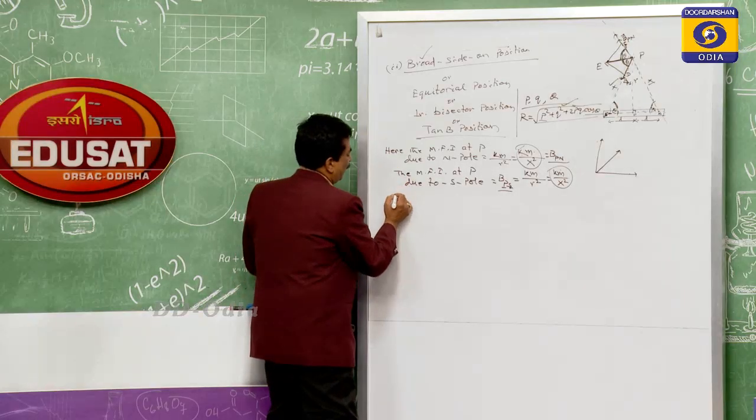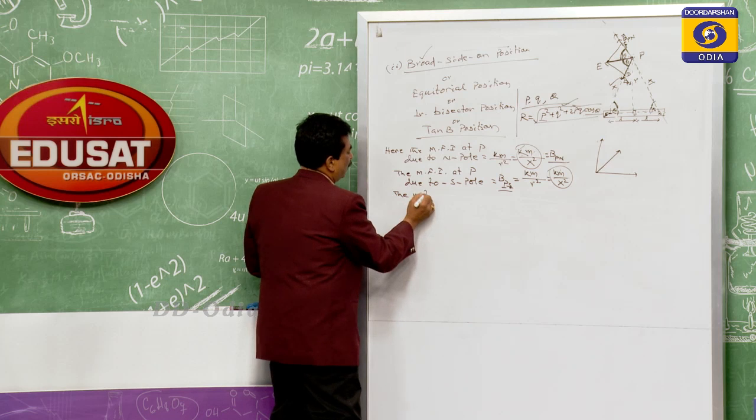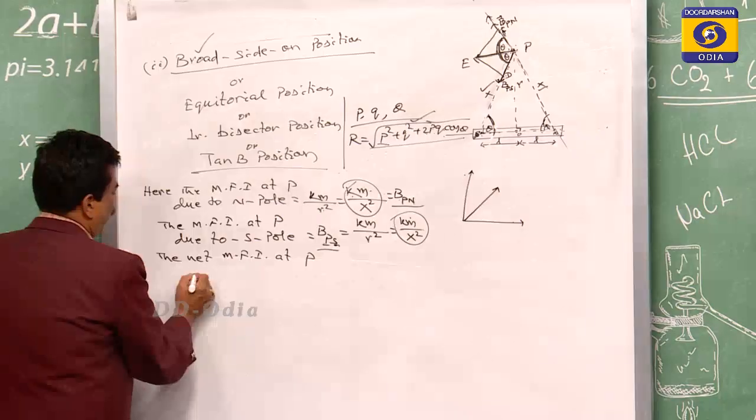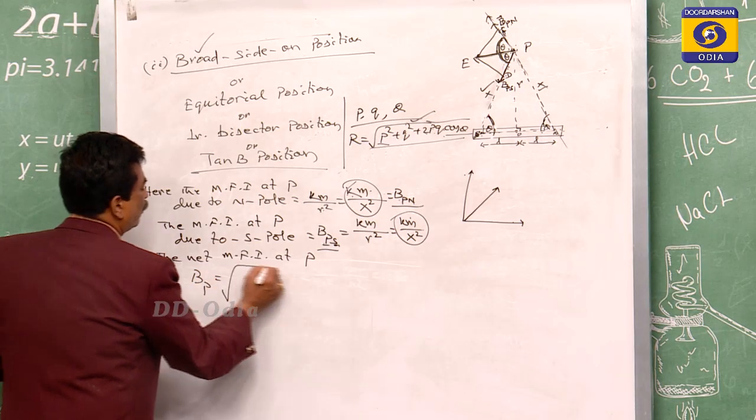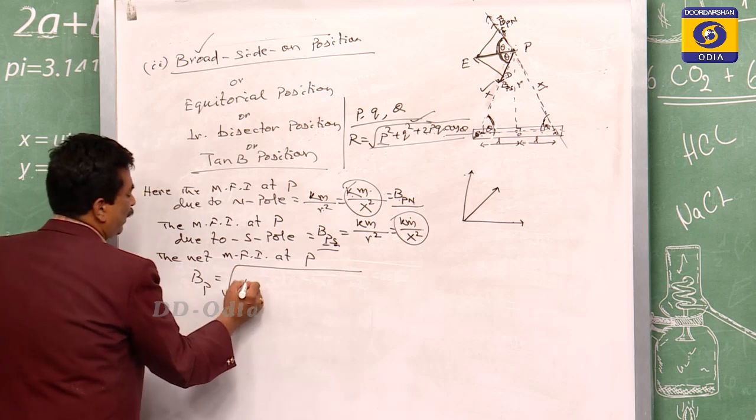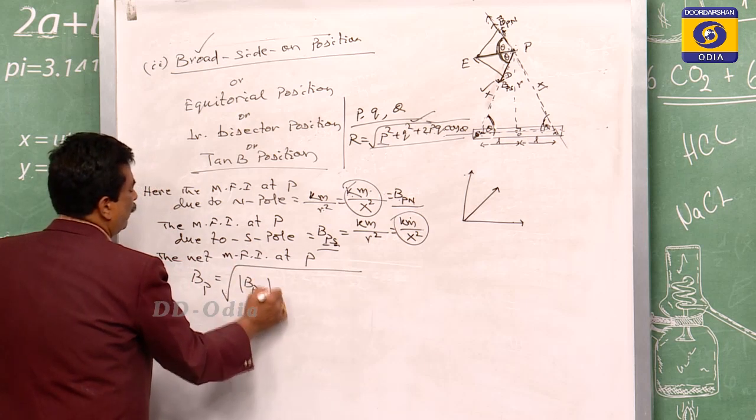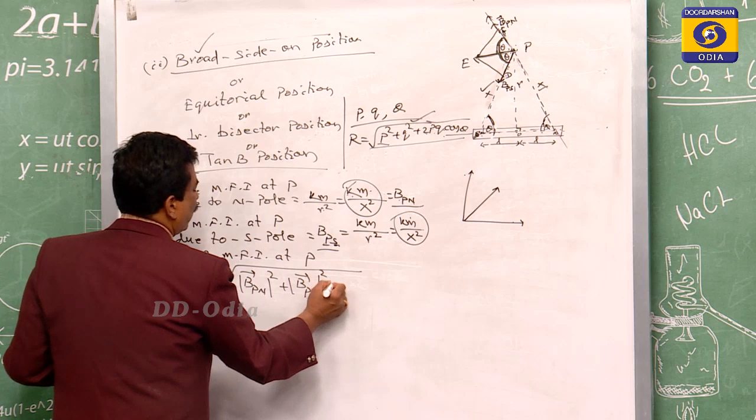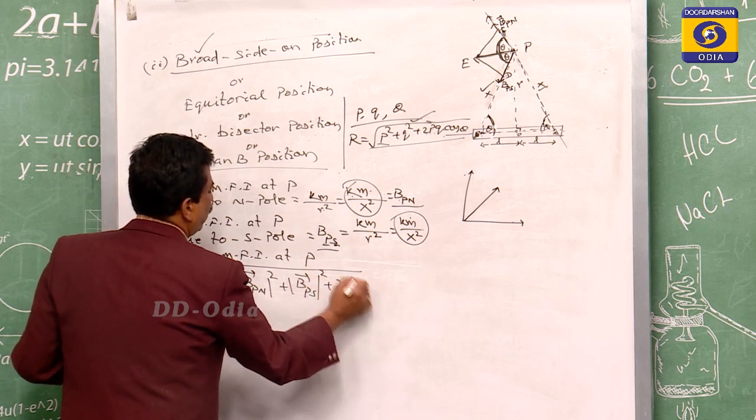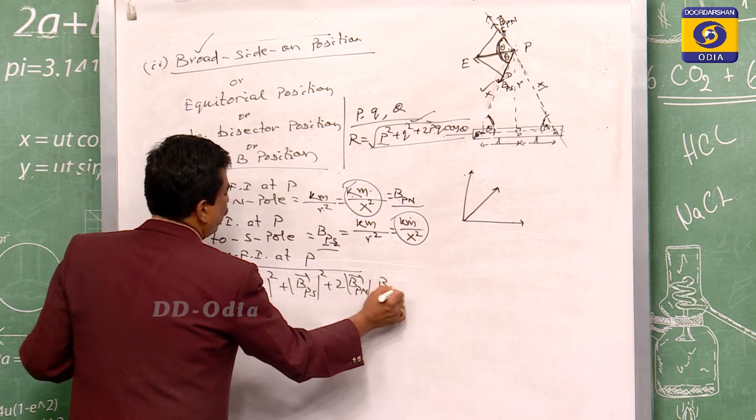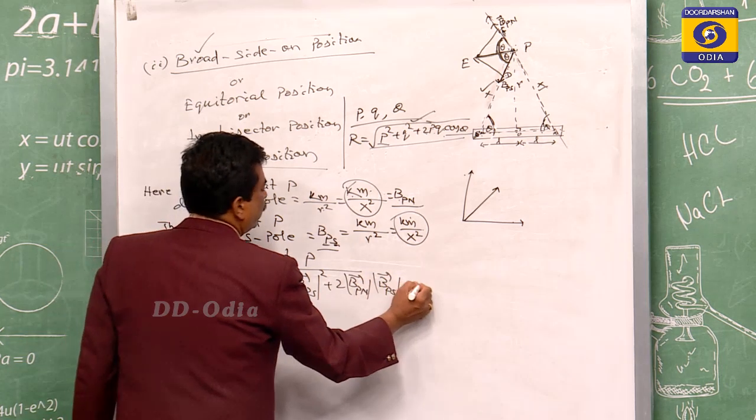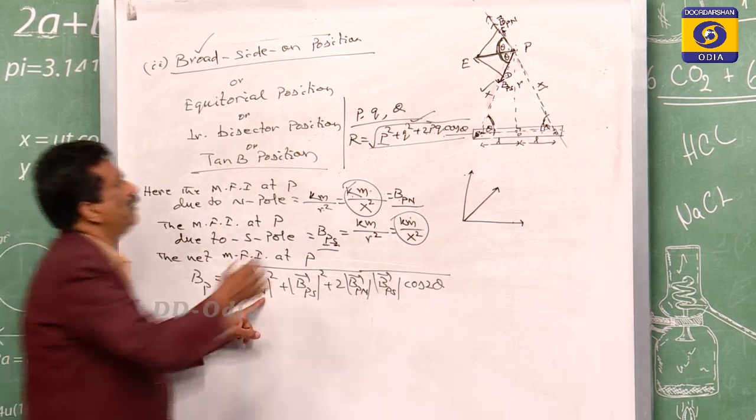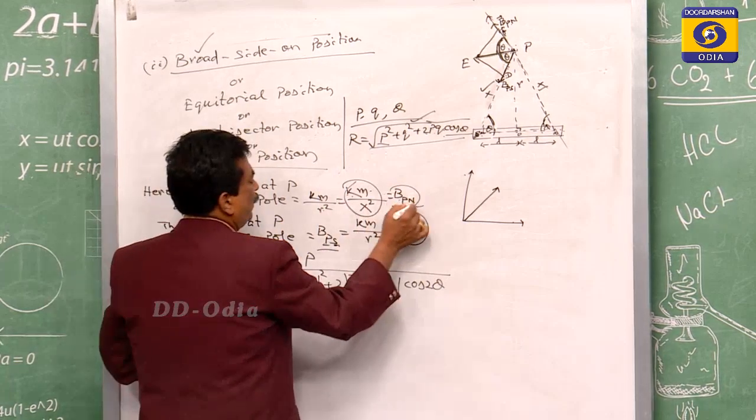The net magnetic field intensity at P, B_P, according to the formula, is the square root of the mod square of one vector, B_PN, plus the mod square of the other vector, B_PS, plus 2 B_PN vector mod B_PS vector mod times the cos of the angle between them.